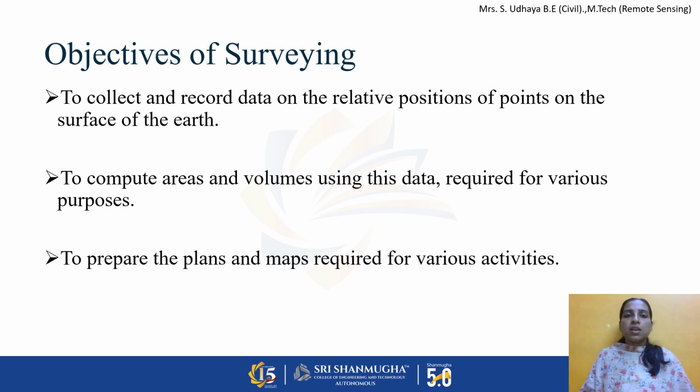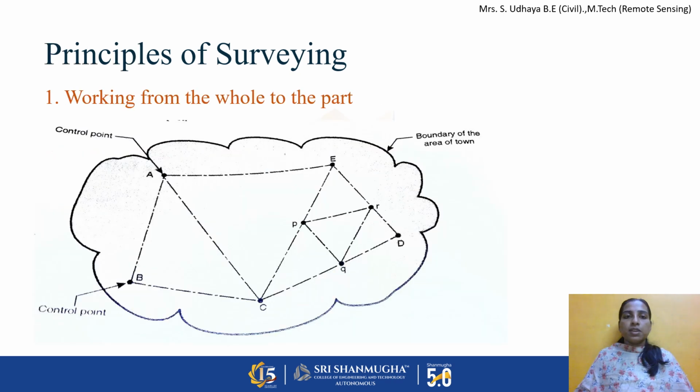the first thing, by doing surveying, we will be able to collect the data about earth surface features, and we can record the data. We will write the collected information, like distances and angles, in our field book. Then with that data we will be able to compute areas and volumes, and by computing areas and volumes, we will prepare plans and maps for various activities. Okay, so these are the objectives of surveying.